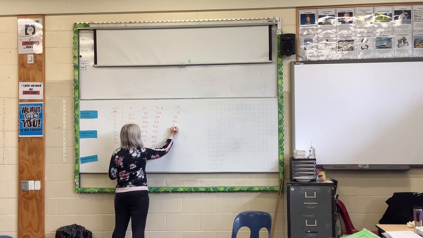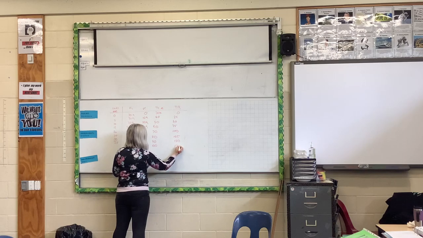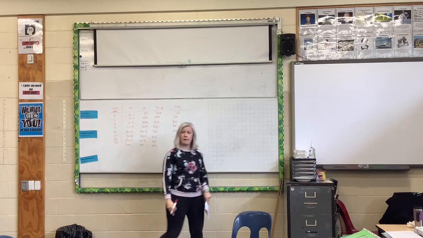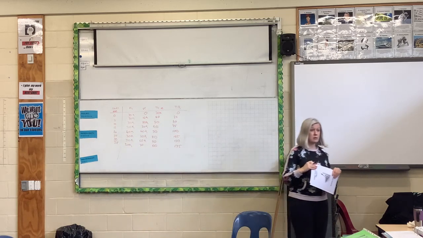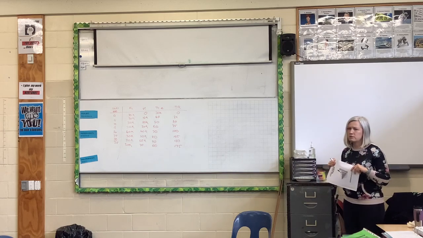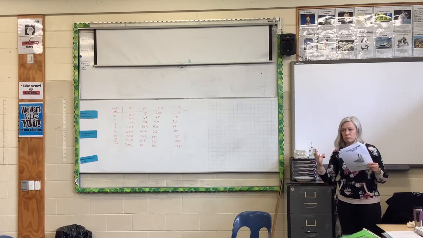15 units, 75,000. 100,000. 125,000. 150,000, 175,000. Yep, make sense? Have I lost anyone? No? Basic maths. Yep.